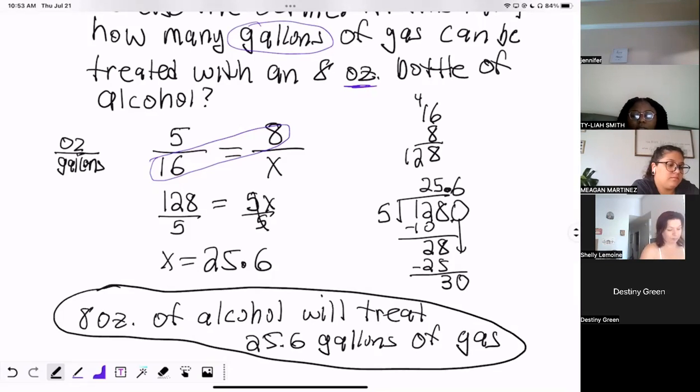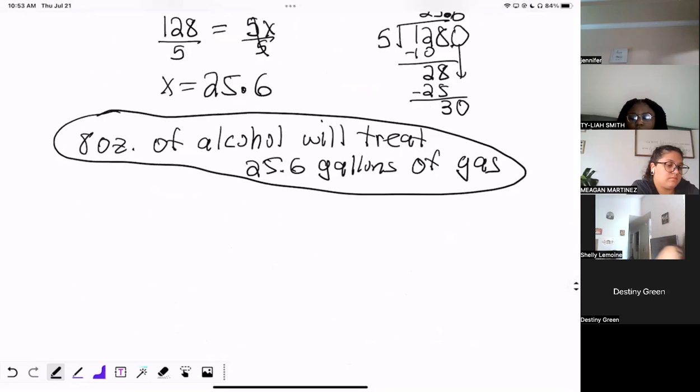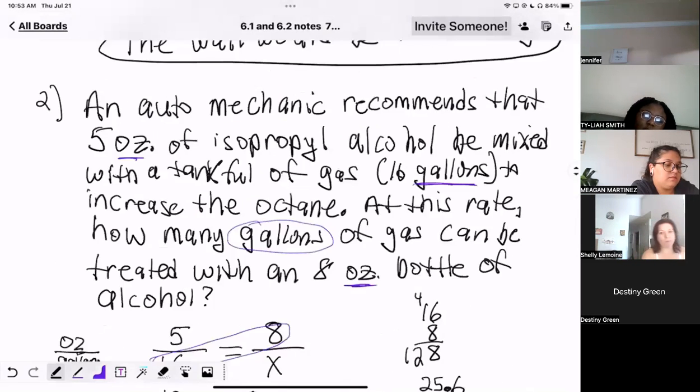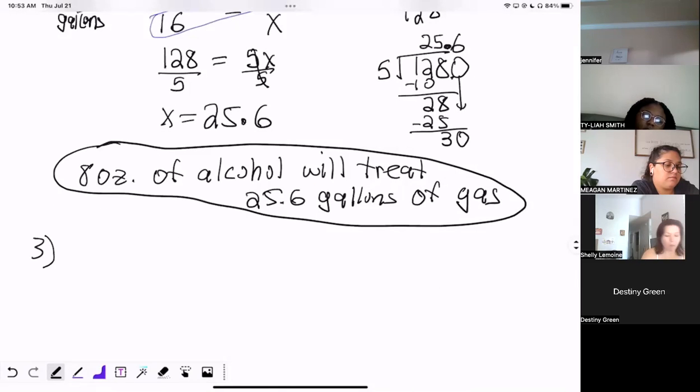And I have one more cute little short one to do, and then we'll go on to 6-2. I took longer on this than I thought it was going to take. Okay, so word problems always take a long time to write down. So this is number 3. I think this one's funny.